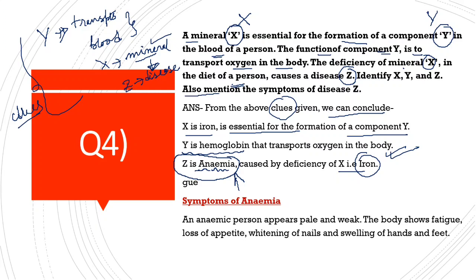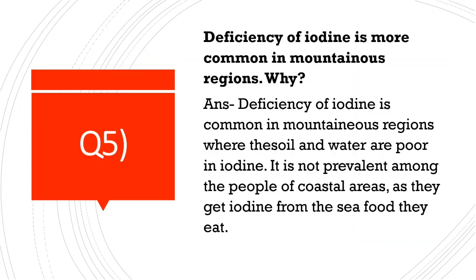Next question is asked, also mention the symptoms of the disease. Now what are the symptoms? Symptom is an anemic person appears pale, that is light yellow in color, and also weak. Okay, the body shows fatigue and loss of appetite, whitening of the nails and swelling of the hands and feet. Is it clear, students? Let's move ahead.